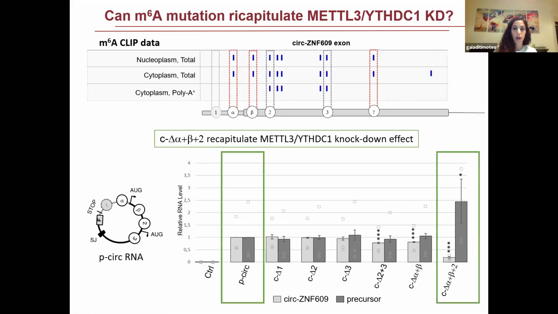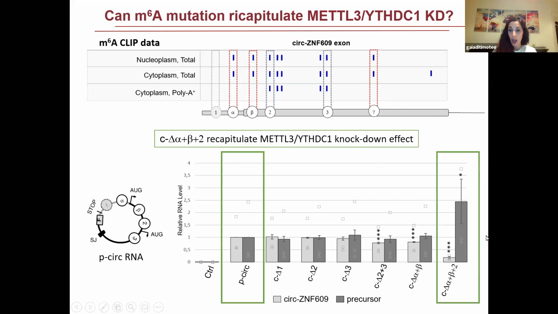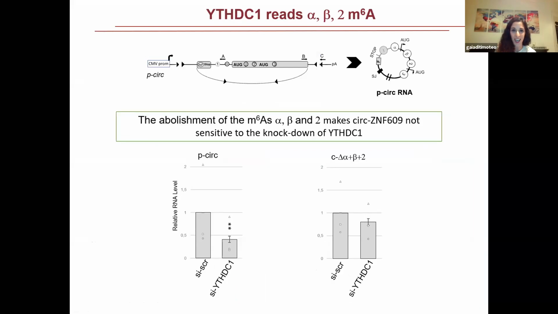So we went through our experiment and we made really many mutants until we got the right one. I want you to focus on this mutant in particular, where we mutated the m6A alpha, beta, and 2. As you can see, with this mutant we perfectly reproduced the knockdown of YTHDC1. Indeed, the mature product, the light gray one, is decreasing, while the precursor, in the bar colored in dark gray, is increasing. And it's also interesting to notice that in this combination we mutated the m6A alpha and beta that are detectable in the total fraction of the RNA in the m6A CLIP data, but not in the poly-A plus fraction. So they could be specific for circular RNAs.